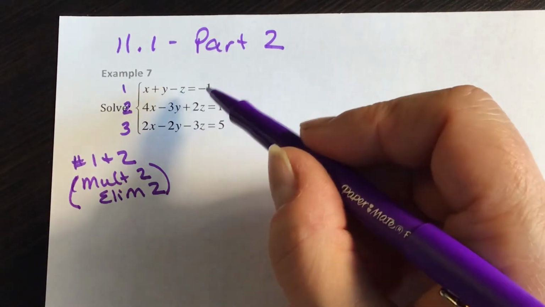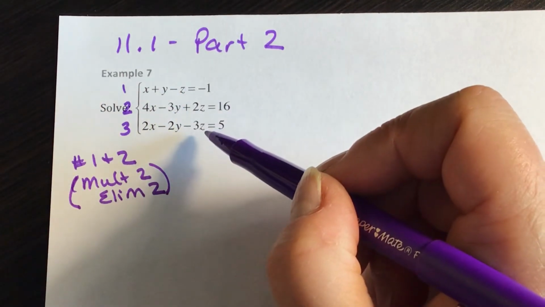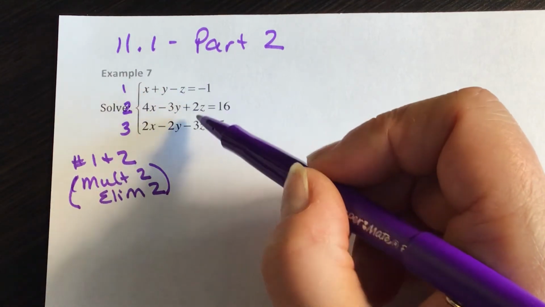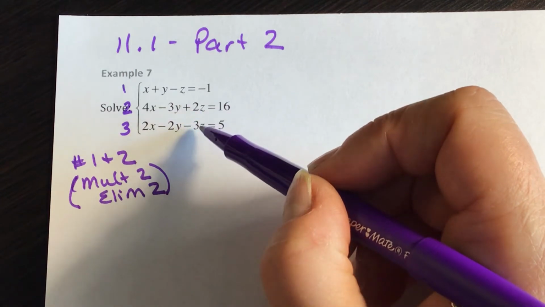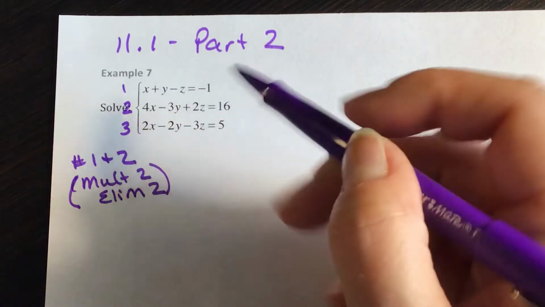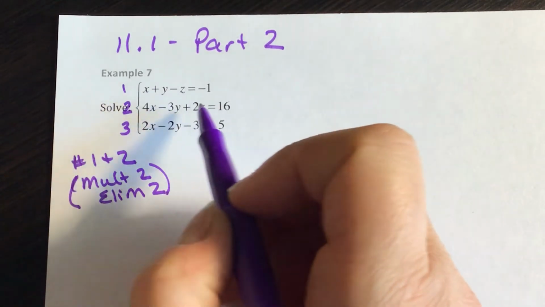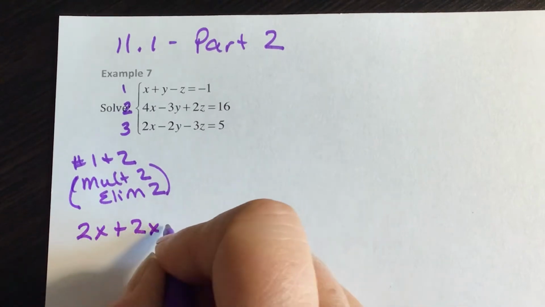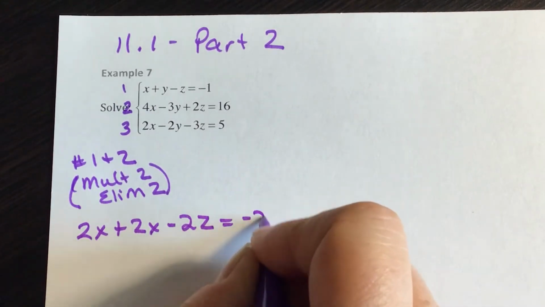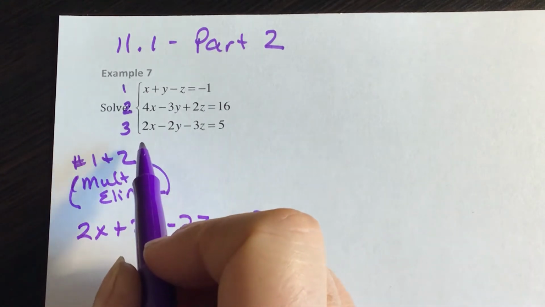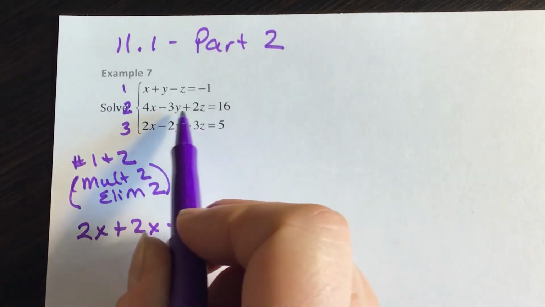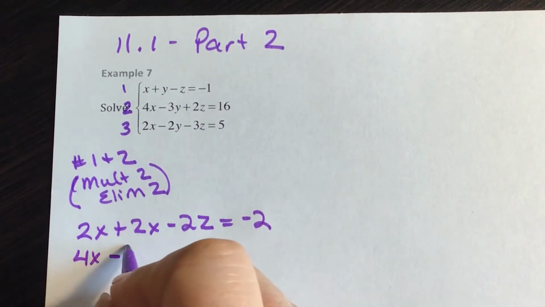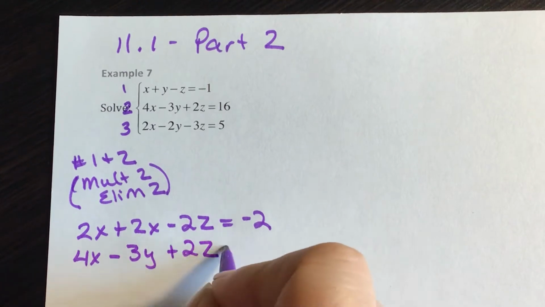Okay, then I have to use the third equation with either equation 1 or 2 and also eliminate z. All right, so we'll do that in a second. But if I multiply the top equation by 2, I'm going to have 2x plus 2y minus 2z is negative 2. And then the second equation, I'm going to write exactly the same. So I have 4x minus 3y plus 2z is 16.